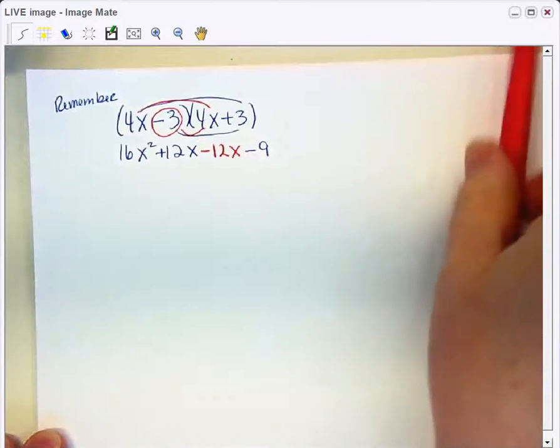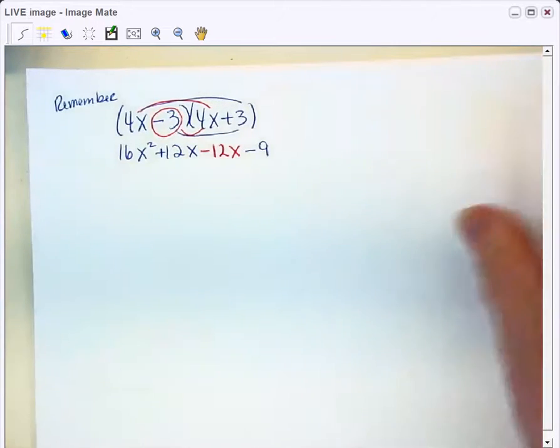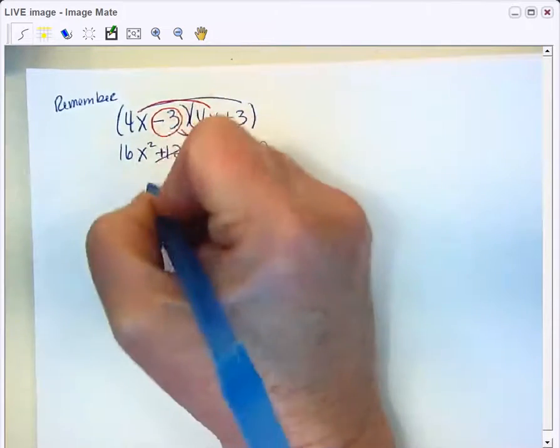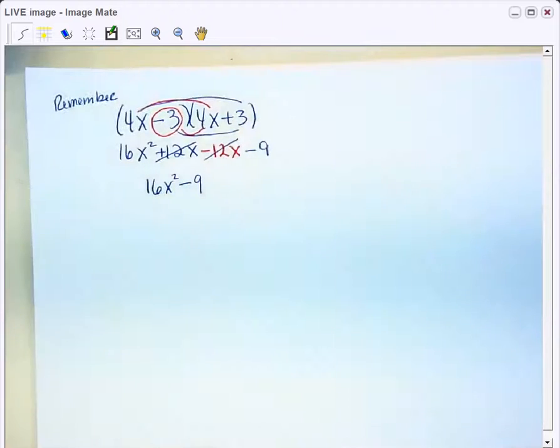And what did we say is going to always happen with the middle terms? Good. Cancel out. Yep. Thank you. And a couple people put that in the chat box too. They will always cancel. So I'm left with 16x squared minus 9.